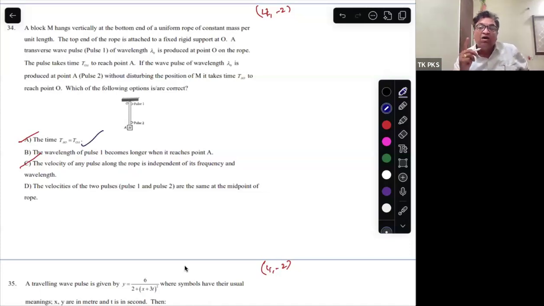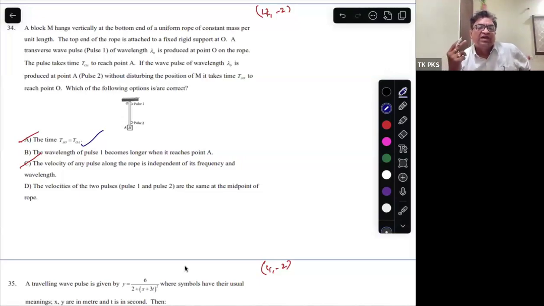Remember, this is correct only when the mass of the wire is negligible. So at any point of time, tension at any cross section is due to the weight suspended, not due to its own weight. So the wavelength of the pulse one becomes longer when it reaches point A. Wrong. Throughout, speed is the same. Throughout the wire is the same. So why frequency is the same? So how come lambda changes?